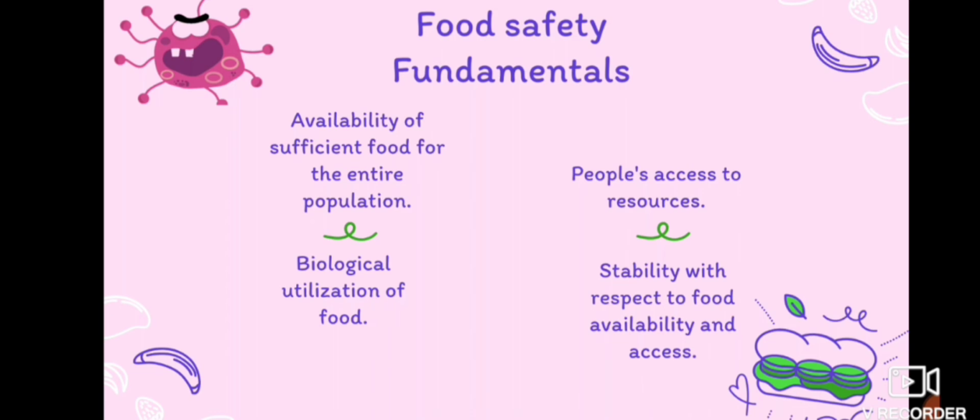Access: people's access to resources to obtain nutrition through policies that allow it. Biological utilization of food through adequate food, potable water, access to sanitation, etc. That means physiological needs. Stability with respect to food availability and access. This point takes into account food shortages due to climate or economic crisis.